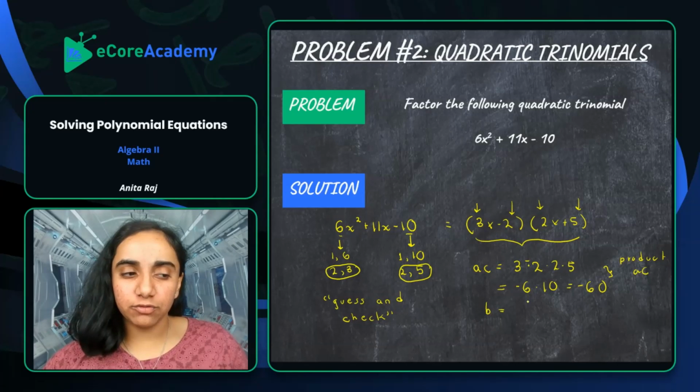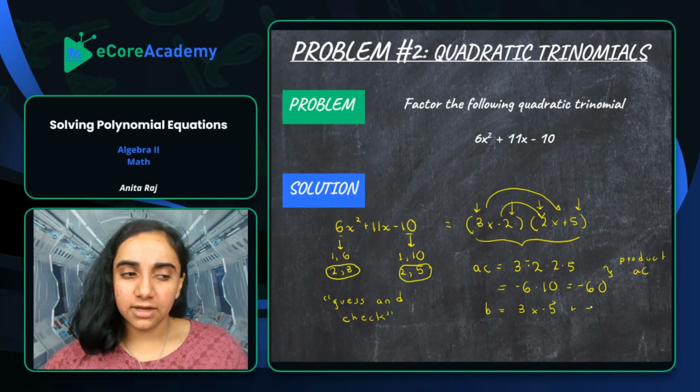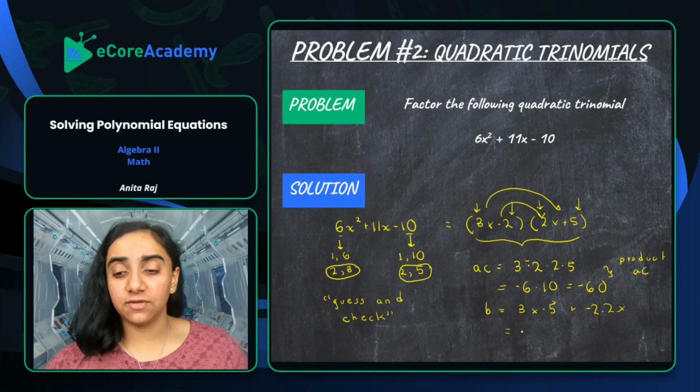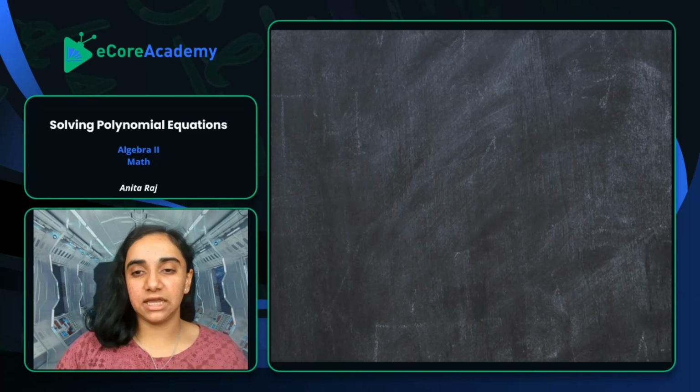And then you've got b, which is equal to the sum of the factors. So you have 3x times 5, because remember FOIL, 3x times 5, and then negative 2 times 2x. So 3x times 5 is equal to 15x. And then negative 2 times 2x is going to give you negative 4x, and together that gives you 11x. This should give you the sum of b. So that's what that terminology meant on that slide with the table.